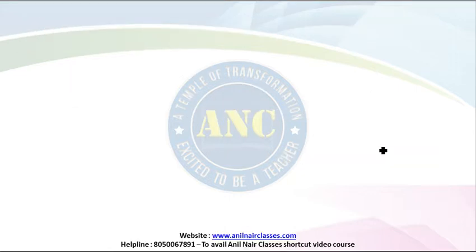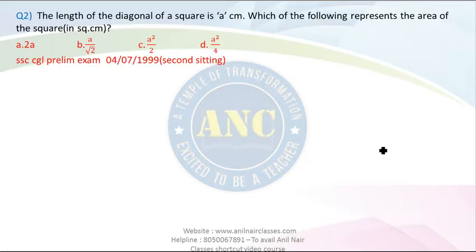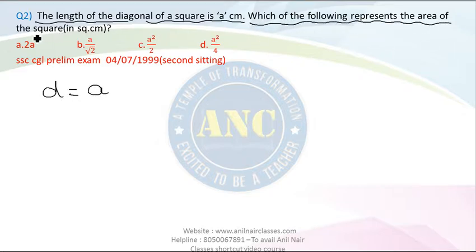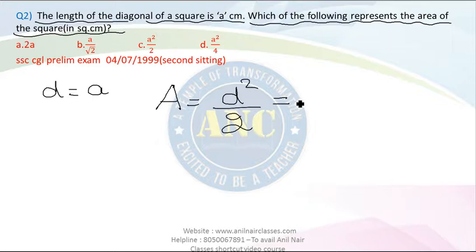Now, second question. Second question also is a very straightforward question. Let us not waste time. The length of the diagonal of a square is a centimeter. Diagonal is given as a centimeter. Which of the following represents the area of the square? Now, I already know the relationship between diagonal and area of a square. Area of a square is diagonal square divided by 2. But diagonal value is given in the question as a. So it is a square divided by 2, which is nothing but option C. Very straightforward question. Consider yourself lucky if you get such kind of questions in your examination.